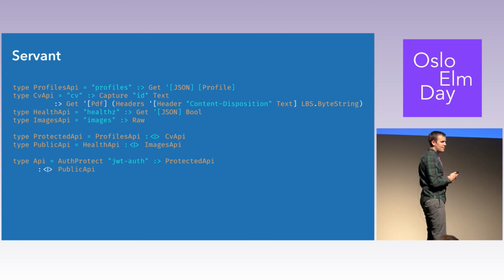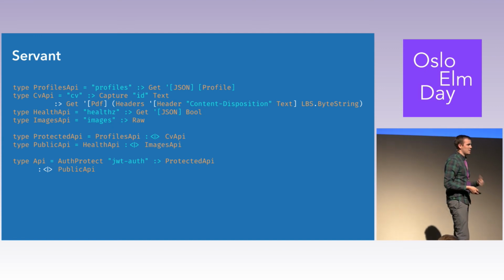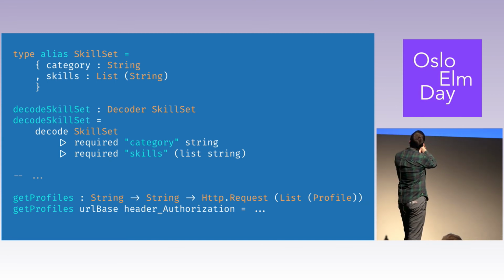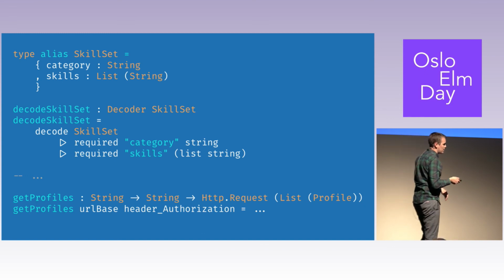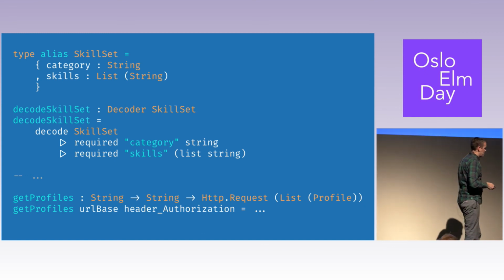And a really cool feature that you get from Servant is Elm code generation. Based on this, Servant can generate the types for your Elm project, and it can generate the decoders and client functions. So you'll get stuff like, okay, skill set is a subtype of a profile, and you get a decoder for it, which looks more or less like what I would have written myself. And maybe most importantly, you get a function getProfiles that takes a URL base and an authorization token, basically because it inspected the API, and so that's what you needed.